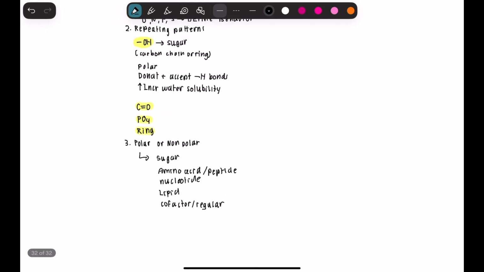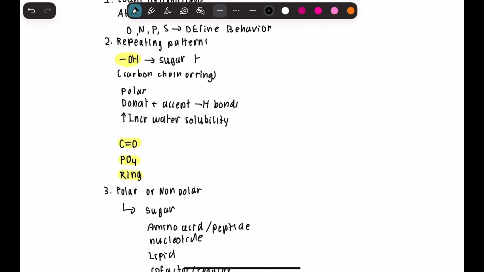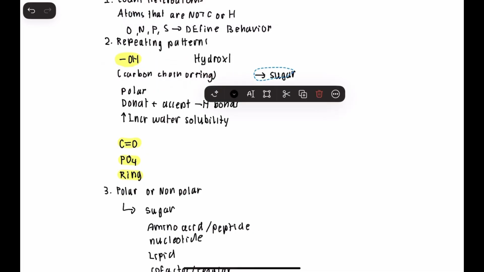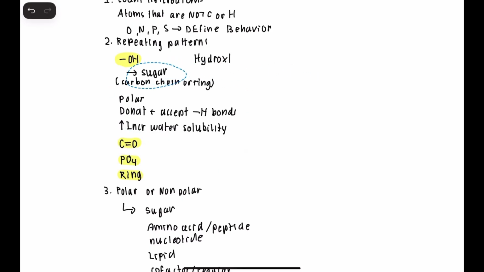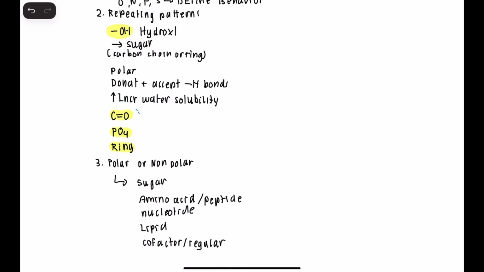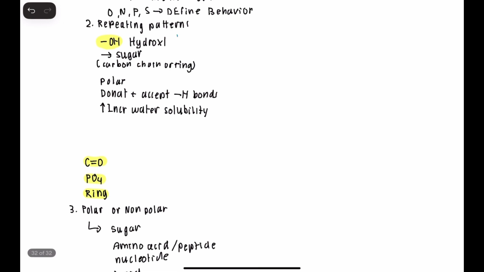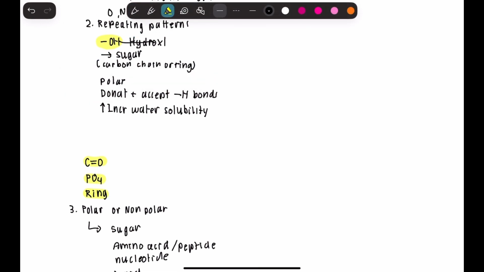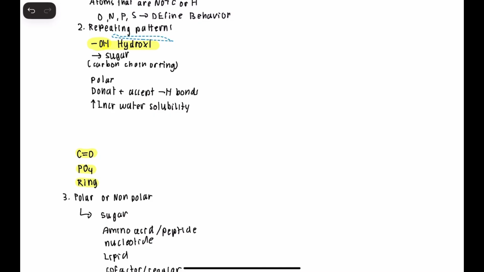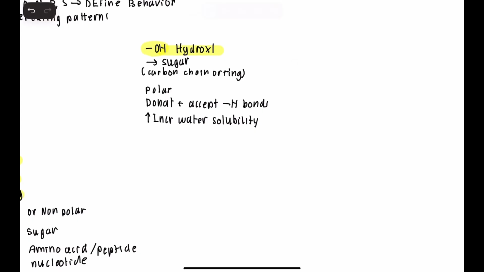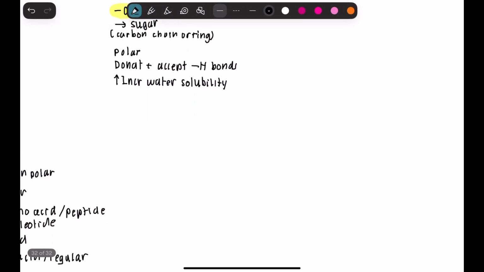First, what we're going to talk about is the hydroxyl group. This is the hydroxyl group. Usually, if you see this, it's going to be a sugar. Hydroxyl is our first pattern, one of our functional groups. For example, you can think of ROH, and you can think of glucose.